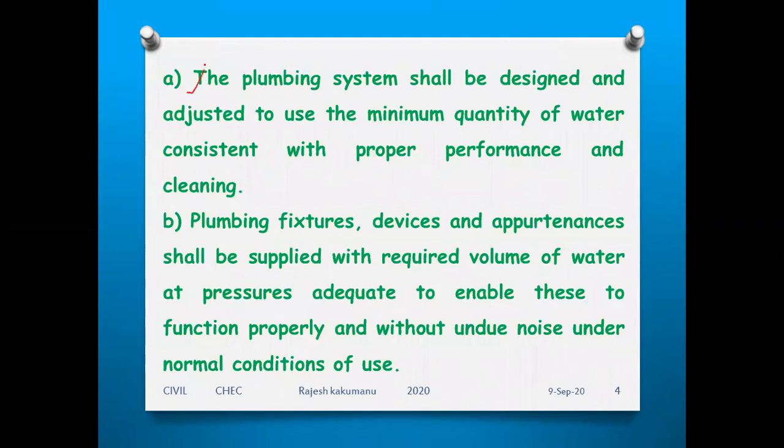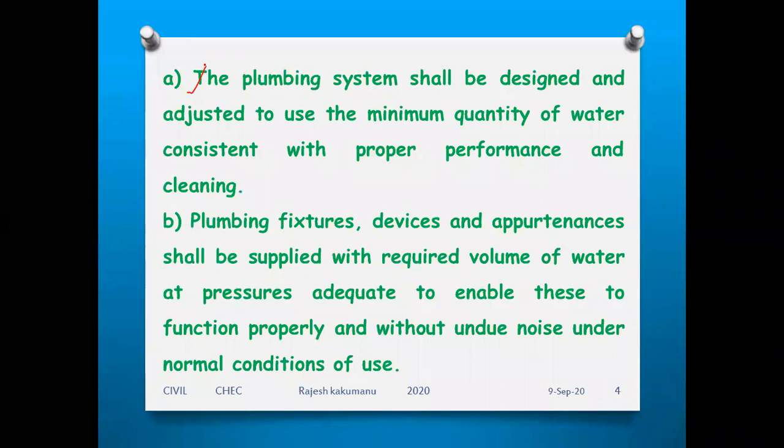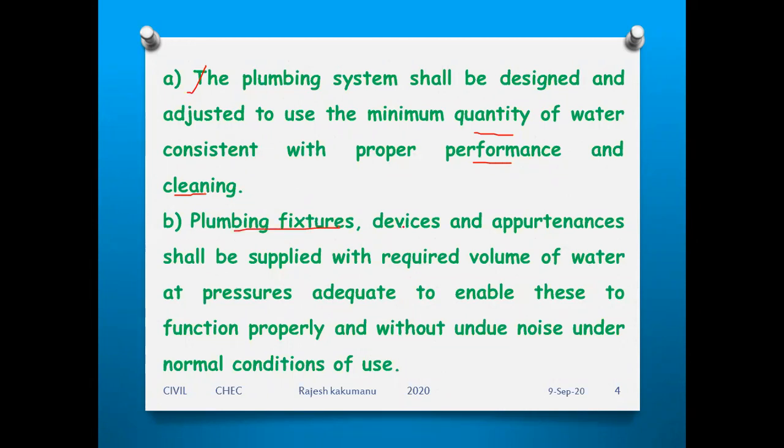The plumbing system shall be designed to use the minimum quantity of water. So we have to design the plumbing system using a minimum quantity of water with proper performance and cleaning. Next, plumbing fixtures. Plumbing fixtures, devices and appurtenances shall be supplied with the required volume of water and pressure adequate to enable them to function properly without noise under normal conditions. They should be properly placed so that they function properly without noise under conditions of use.